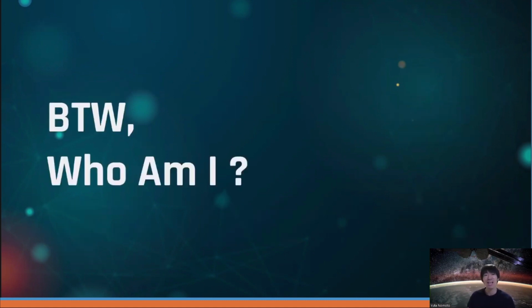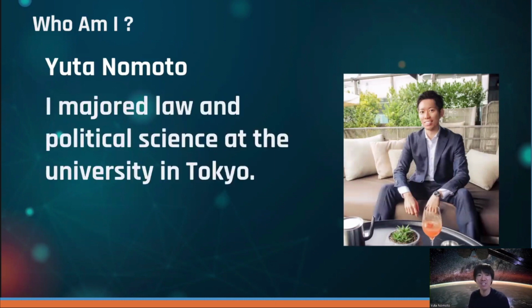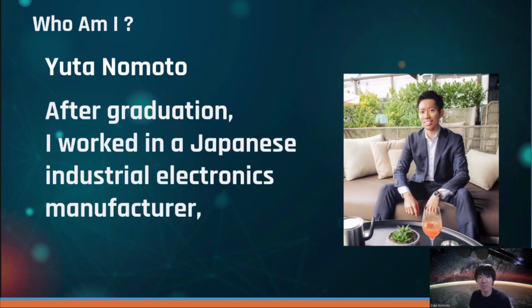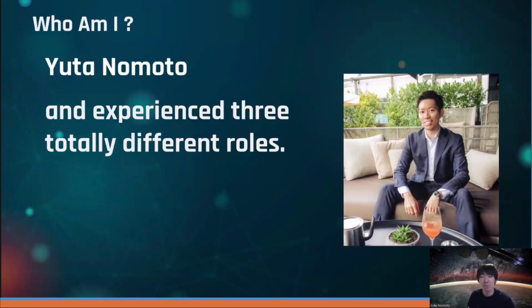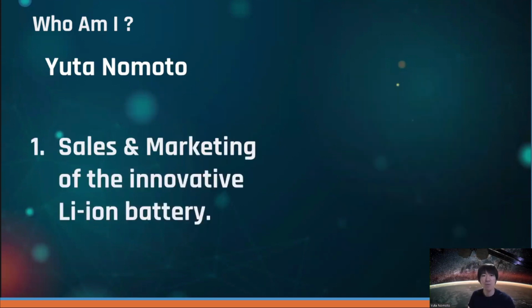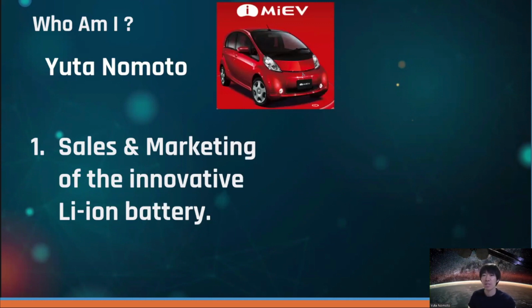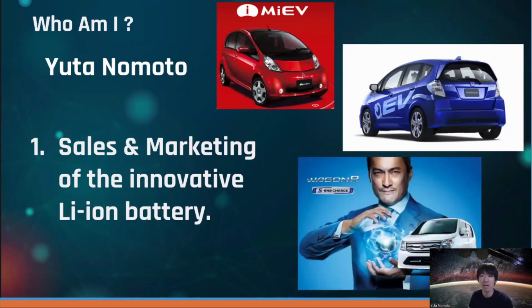Okay, by the way, who am I? I think you are wondering, so let me introduce myself briefly. My name is Yuta Numoto again. I majored in law and political science at a university in Tokyo. After graduation, I worked at a Japanese industrial electronics manufacturer and experienced three totally different roles. First was sales and marketing of innovative lithium-ion batteries. Our products are in electric cars or eco-friendly cars like Mitsubishi's and Honda's 100% electric cars, and an energy charge system, which is in almost every car by Suzuki.